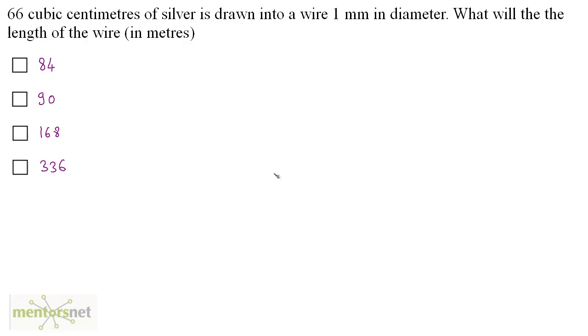66 cubic centimeters of silver is drawn into a wire 1 millimeter in diameter. What will be the length of the wire in meters?